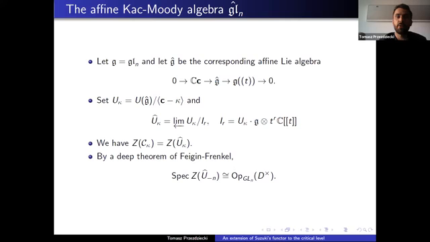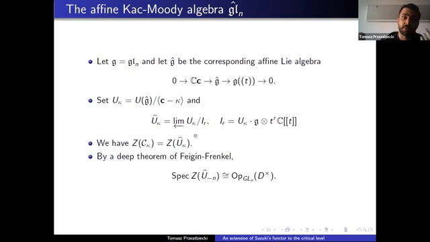Okay, so now I'd like to say a few things about this Feigin-Frenkel center. We know that the affine Lie algebra is a central extension, and since we're interested in modules of a fixed level, we take this quotient of the universal enveloping algebra by the ideal generated by C minus kappa. And I'm interested in smooth modules, so I take a completion of my universal enveloping algebra with respect to this sequence of ideals.